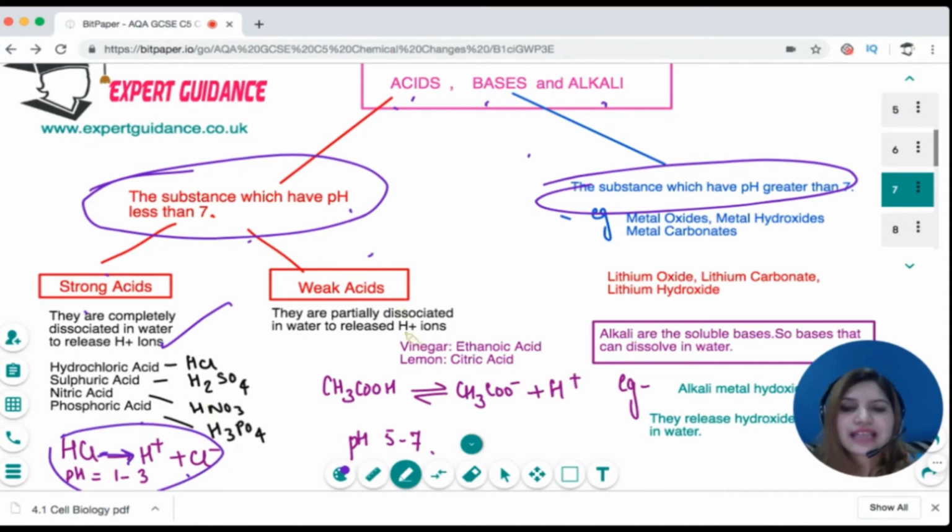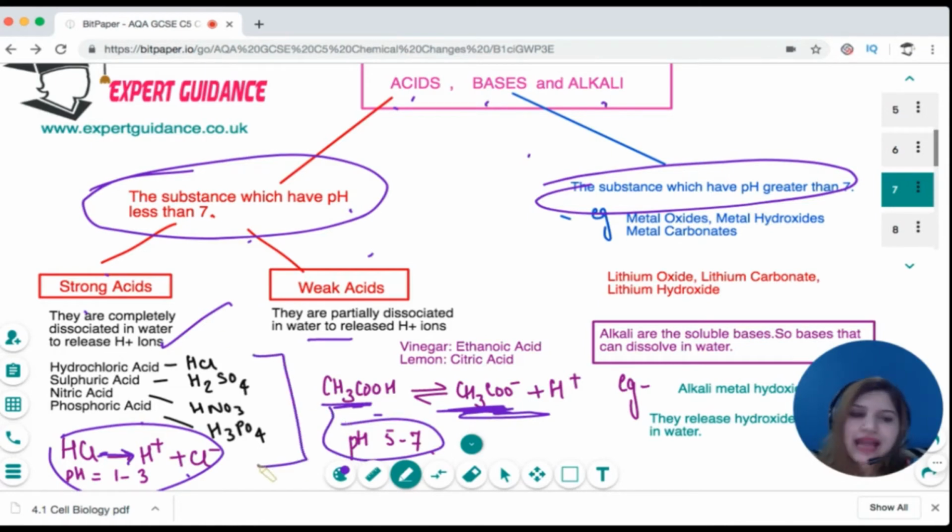The weak acids are the ones which are partially dissociated to release H+ ions. For example, vinegar, which is CH3COOH, gets dissociated into CH3COO- plus H+. pH is in the range of 5 and 7. Now, these are the 4 acids you need to remember for your spec with their formulas. Hydrochloric acid is HCl, sulfuric acid is H2SO4, nitric acid is HNO3, and phosphoric acid is H3PO4.